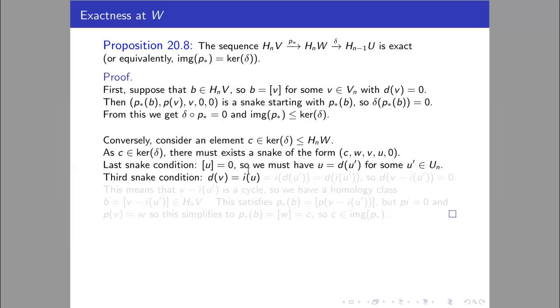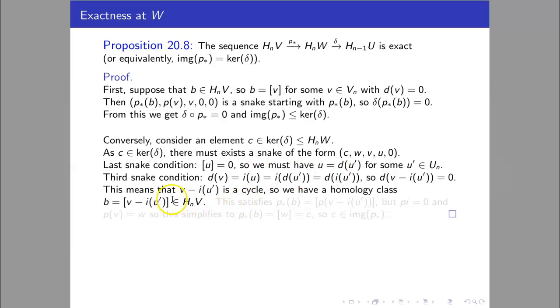Then we're working backwards through the snake conditions. The next snake condition says that dv is iu. But u is du', so iu is idu', and then i is a chain map, so that's d i u'. So we've got dv is equal to d of iu'. In other words, d of (v minus iu') is 0. Okay, so this v minus iu' is a cycle in the chain complex V.